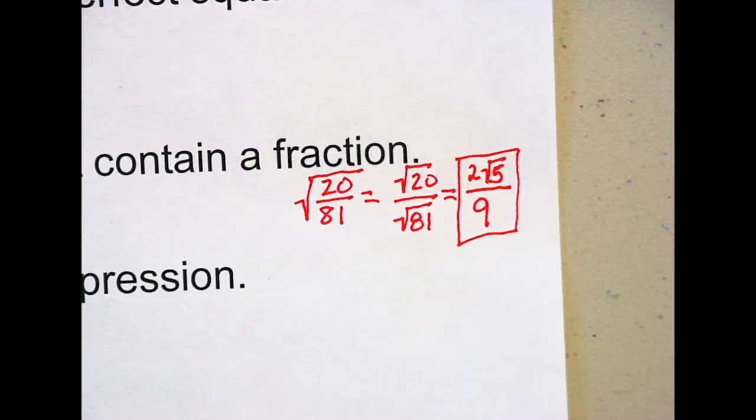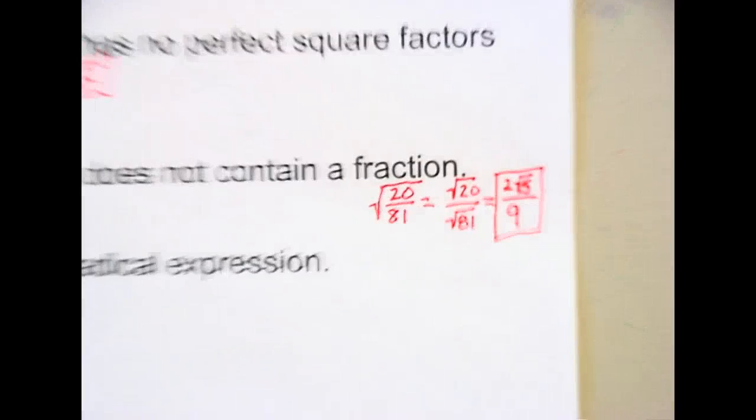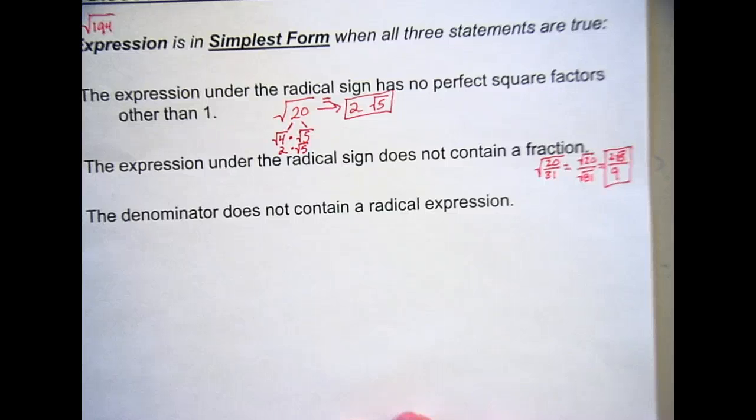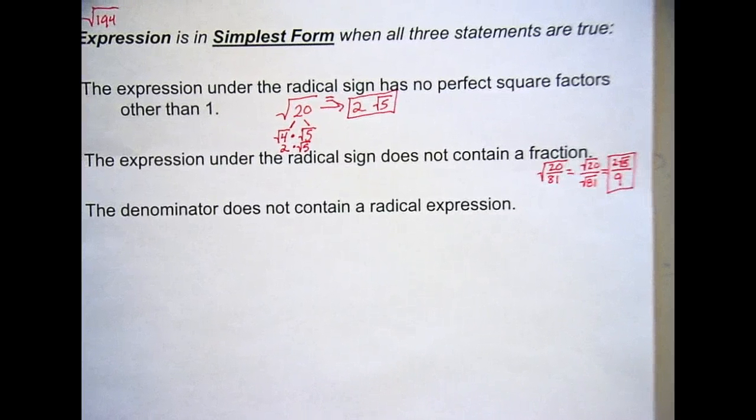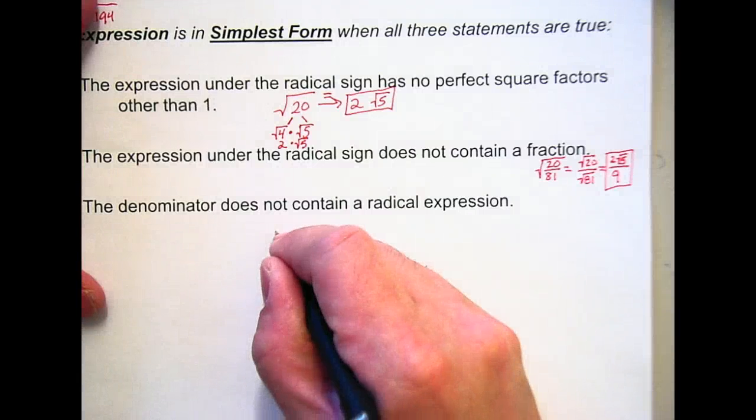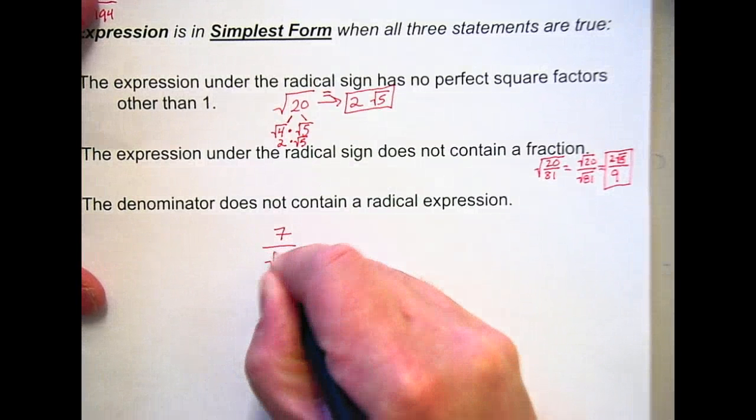Okay, for those of you that are starting to swim, you're like, holy cow. It's a lot of stuff to try to remember. We're going to practice it quite a bit. That's why we spent a couple days on it. I just want to get the 3 rules down. The last one is the denominator does not contain a radical expression. So for instance, maybe you have 7 over the square root of 5.